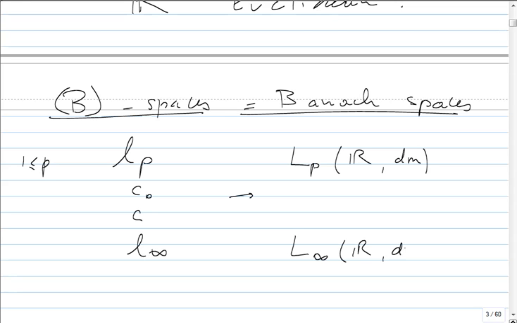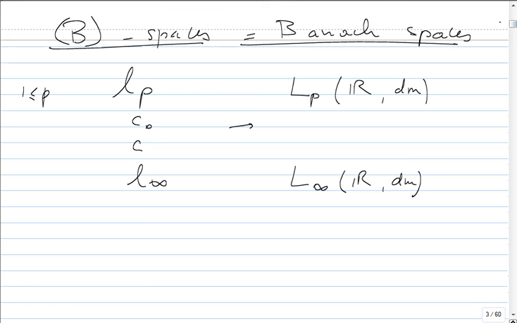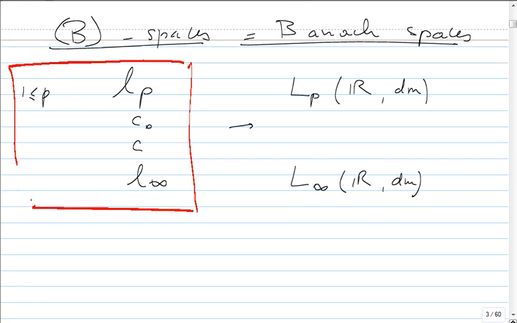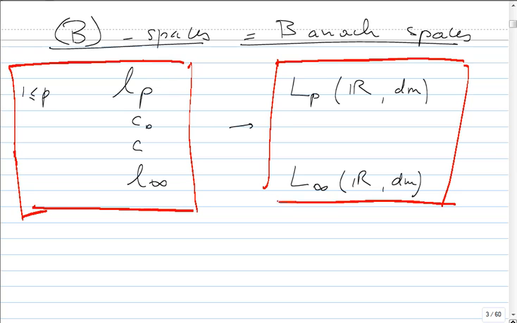Okay? So you are defined on R, the entire R, with the Lebesgue measure. So here it becomes non-discrete. Okay? So this is the example of the sequence Banach spaces, and this is the example of non-discrete Banach spaces.